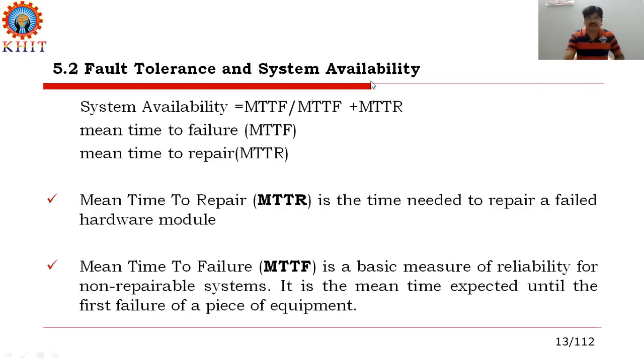And mean time to repair is the time needed to repair or restore a failed hardware module or software module. So finally, the system availability is mean time to failure divided by mean time to failure plus mean time to repair. That is considered the system availability.